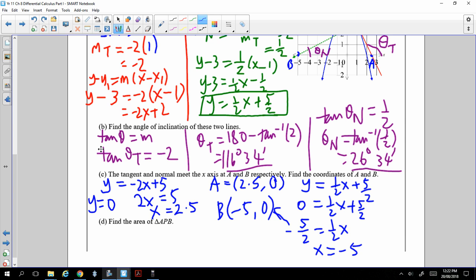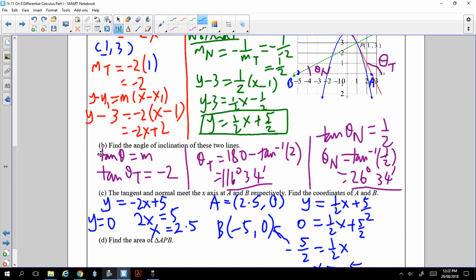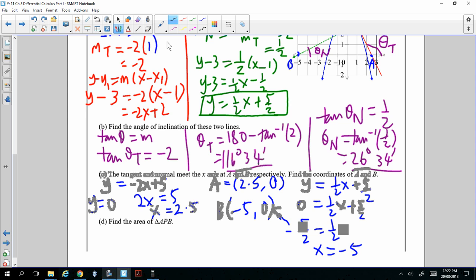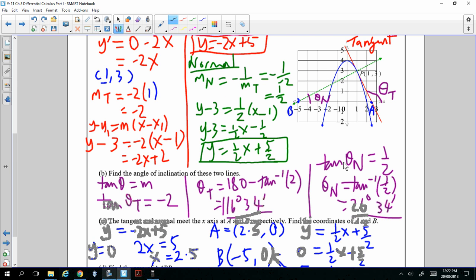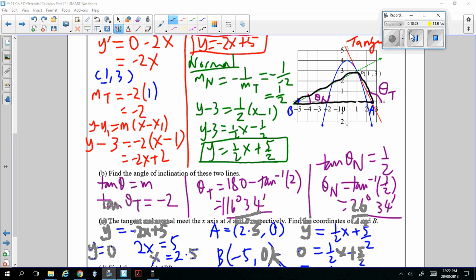Alright, after this we're going to find the area of this triangle. B is that point where the normal crosses the x-axis. Okay, good. Now we have to find the area of this triangle. Remember we found a lot of areas in the last exercise. So we're going to find the area of the triangle. What's your suggestion?